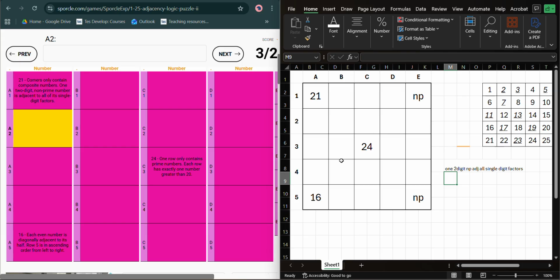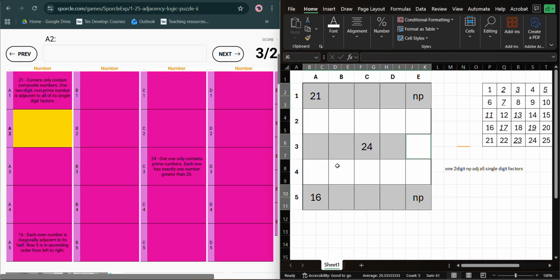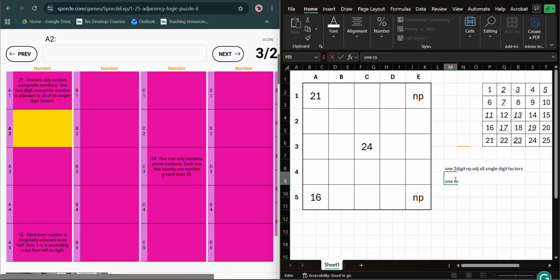So that means like 24, for instance, might be adjacent to all of its factors that are in the single digits. So 1, 2, 4, 8, all of them. But we don't know that it's 24. It could be 16. We just don't know which one we get. Then in C3 it tells us 1 row only contains prime. So 21's not prime, 16's not, and 24's not. So it's going to be either row 2 or row 4 that has only got prime numbers in.